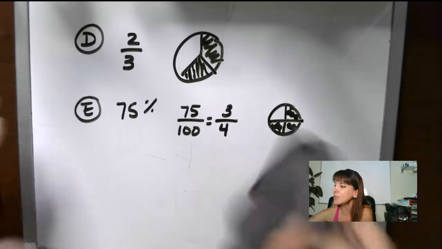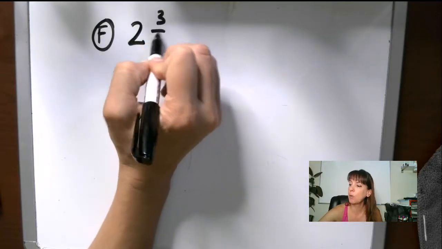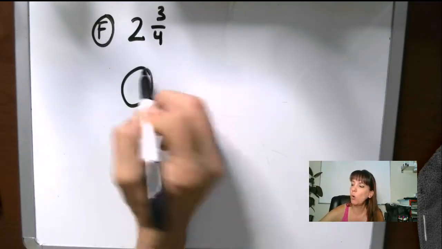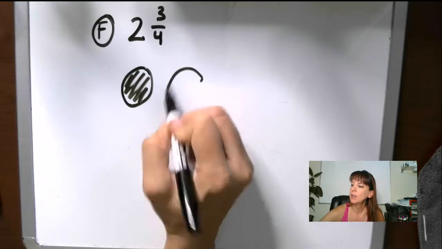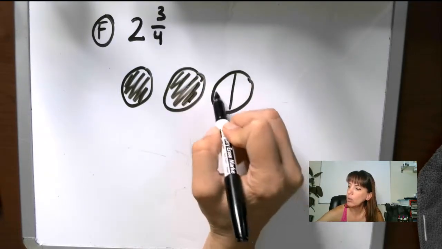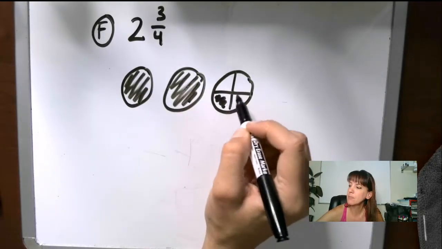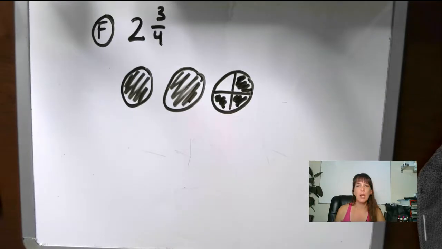All right, the next one is a mixed number. This is 2 and 3/4. What that means is we have 2 whole ones. Here's a whole, here's a whole, and then we have part of another whole. That is broken up into 4, and we have 3 of them. So that would be represented for F.